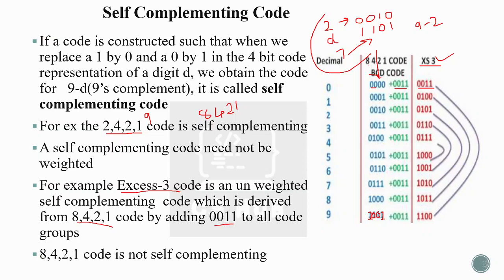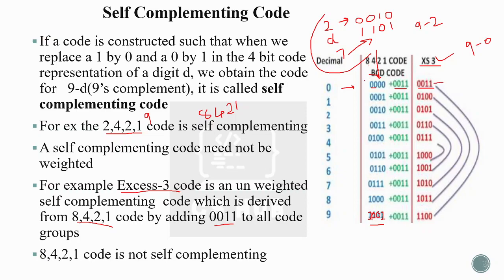Let's check. Consider this number 0000, decimal 0. When we interchange the zeros and ones, we will get 1111, right? And is that 1111 equal to 9 minus d, that is 9 minus 0, 9? The code for 9 is 1001, which is not the same as 1111. So we can easily say that 8421 is not a self-complementing code. But in the case of the excess 3 code, the code for 0 is 0011, right?